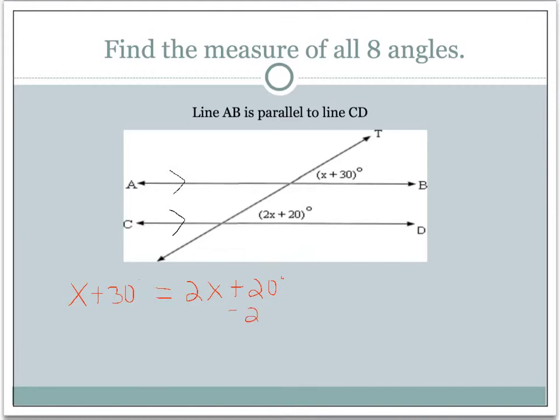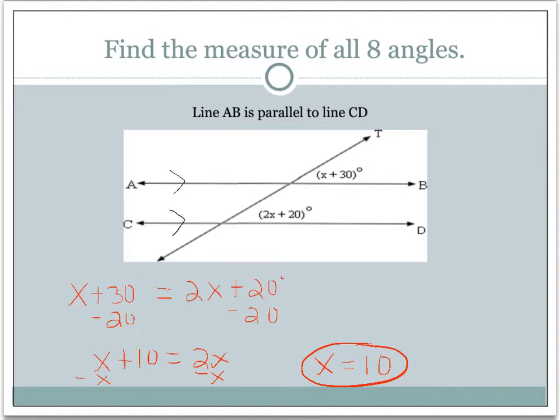So I'm going to subtract 20 from both sides. I'll get x plus 10 is equal to 2x. I'm going to subtract my x from both sides. I'm just solving a basic equation. And I'm going to get the final answer for x is equal to 10. And so now that doesn't give me an angle measure, that just tells me what x is. So now we can plug that x back in.